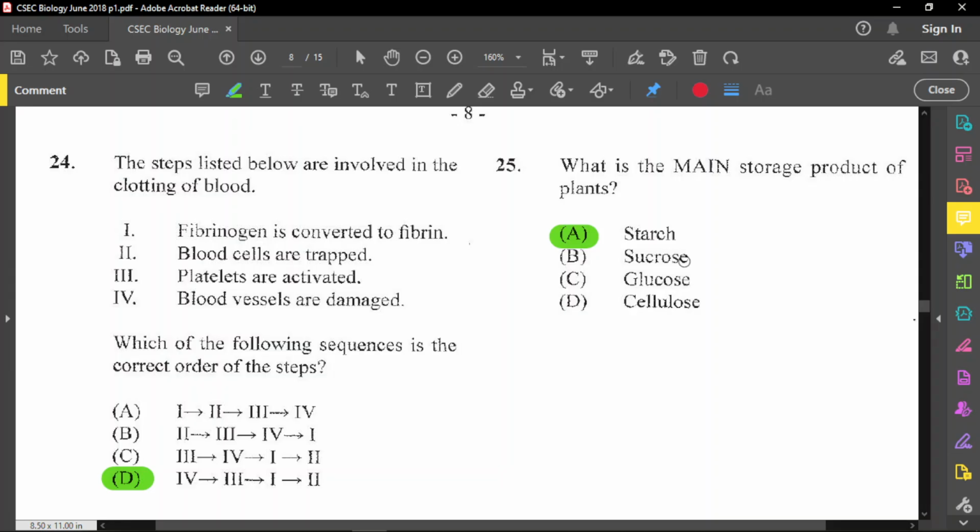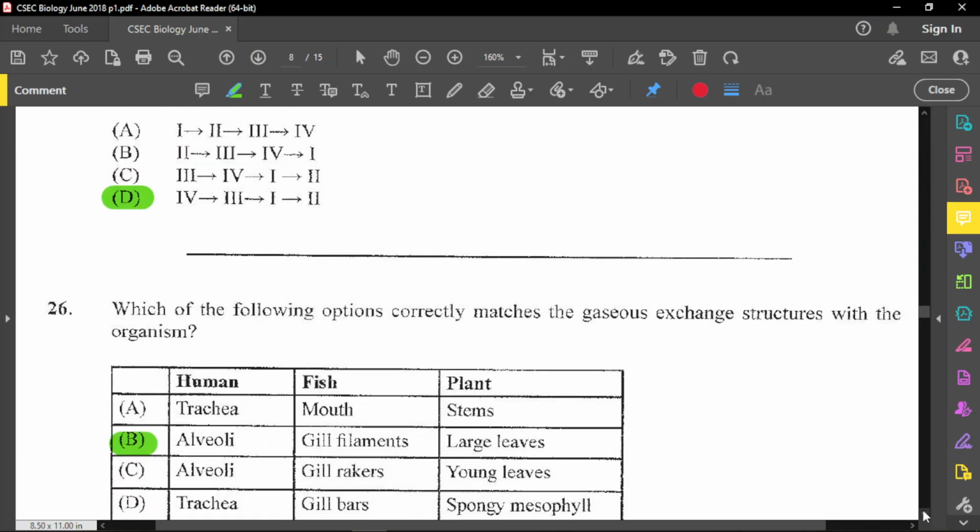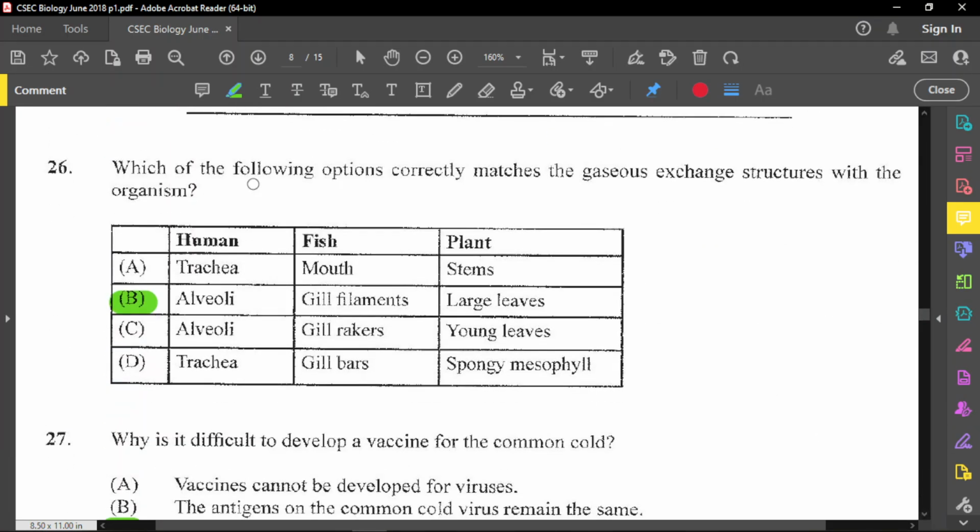Glucose is produced, sucrose is being transported, starch is stored, and cellulose is used to make structures, all right? So let's jump to question number 26. As I promised, I just want to run through this real quick. Question number 26 is, which of the following options correctly matches the gaseous exchange structures with the organism?